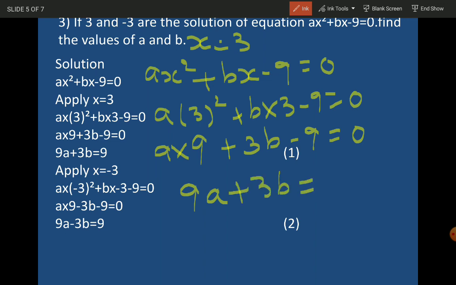equal to 9. It is transferred to the right hand side, so minus 9 changes to plus 9. So now we get one equation. By applying x is equal to 3, we get equation 1: 9a plus 3b equal to 9.